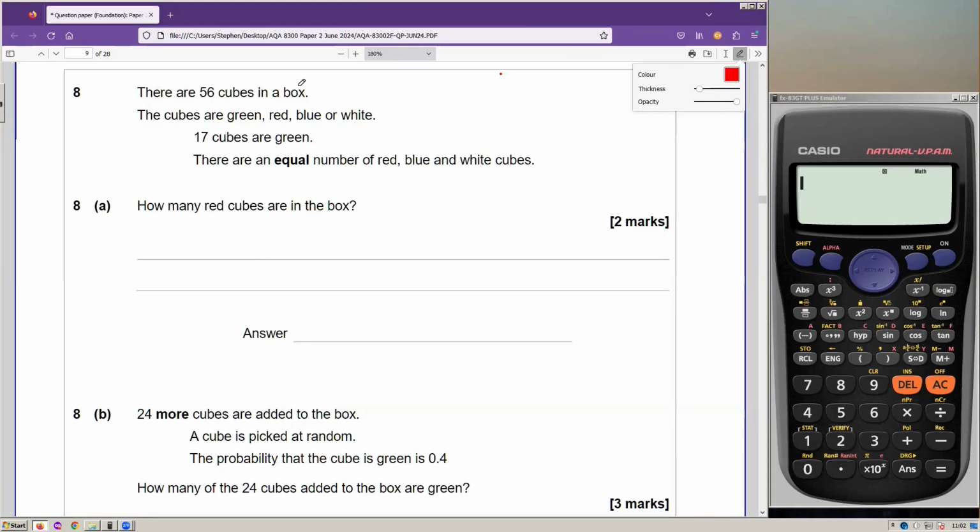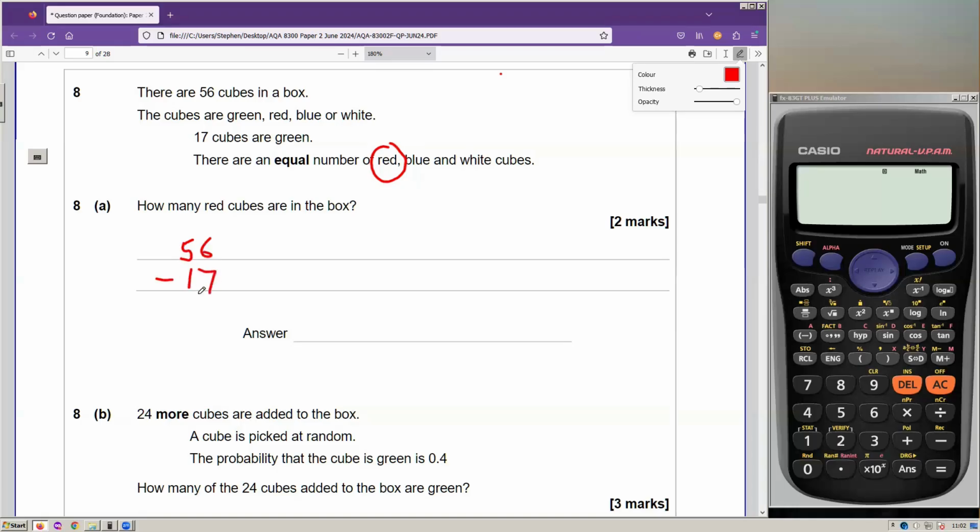Question 8. There are 56 cubes in a box. Cubes are green, red, blue, or white. 17 cubes are green. There's an equal number of red, blue, and white cubes. And we've got to find out how many red ones there are. Okay. So, right. If 56 cubes are in the box and 17 cubes are green, the rest of them must be this lot. So let's take the 17 off of the 56.